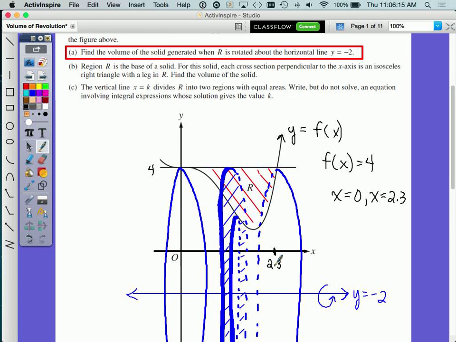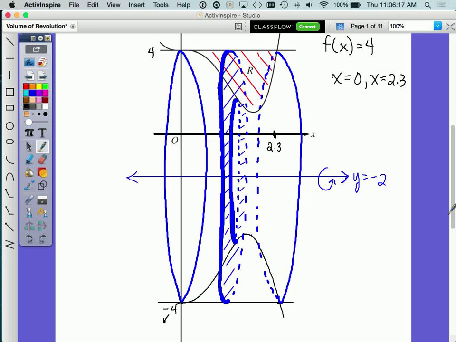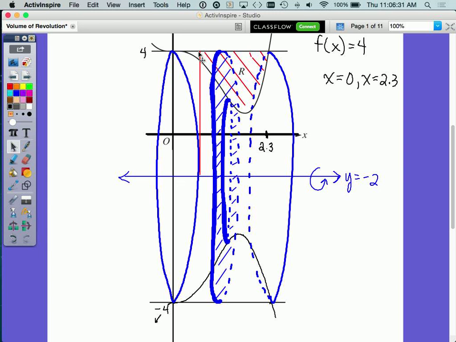Because I'm dealing with washers, I must have a big radius and a little radius, and this is kind of the trickiest part. So my big radius I can see is going to go from the line down to there. That's going to be my big R, and so I'm going to label that. Whoops.